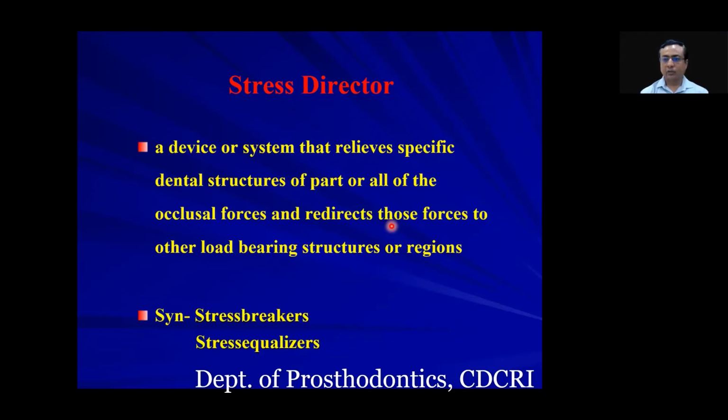Stress equalizer means it helps to distribute the stress between the abutment tooth and the alveolar bone. So it distributes; it doesn't allow all the forces to be transferred to only one structure. In this way, it tries to equalize the stresses on the abutment tooth as well as the alveolar bone. Stress director means it redirects the forces to the alveolar bone. So these are the different names for the same device.